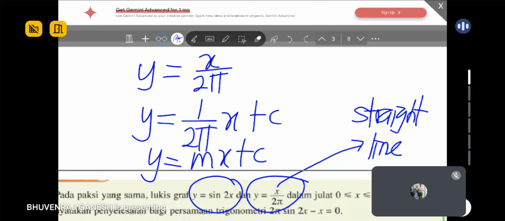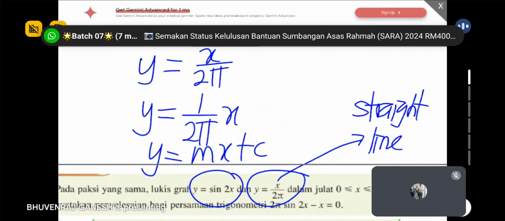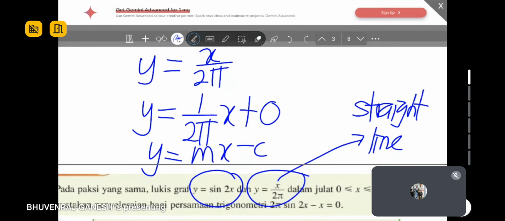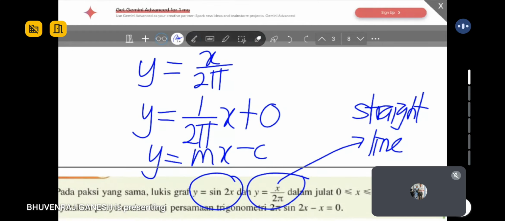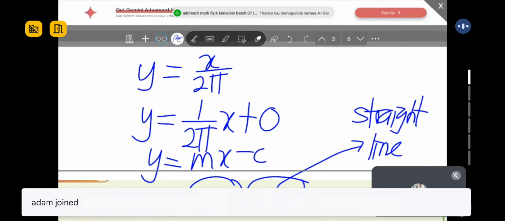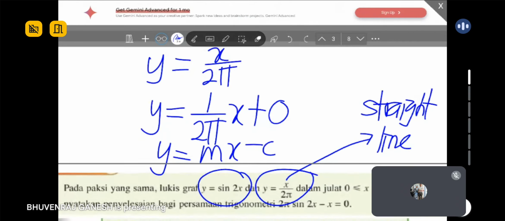Understand? Apa nilai c kat sini? What is my y-intercept for this line? Okay, plus 0, because it passes through the origin. Dia melalui asalan. And then what is your gradient? Apa kecerunan? 1 over 2 pi. So definitely it's a straight line because it has a constant gradient. Kecerunan yang sama sahaja.